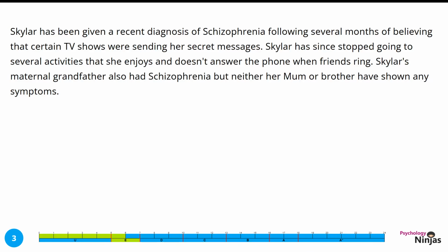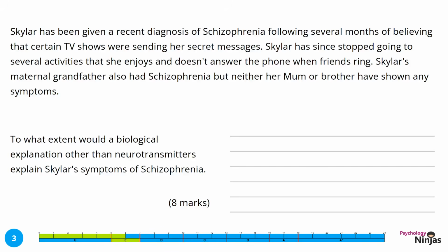Skylar has been given a recent diagnosis of schizophrenia following several months of believing that certain TV shows were sending her secret messages. Skylar has since stopped going to several activities that she enjoys and doesn't answer the phone when friends ring. Skylar's maternal grandfather also had schizophrenia, but neither her mother or brother have shown any symptoms. To what extent would a biological explanation other than neurotransmitters explain Skylar's symptoms of schizophrenia? 8 marks.